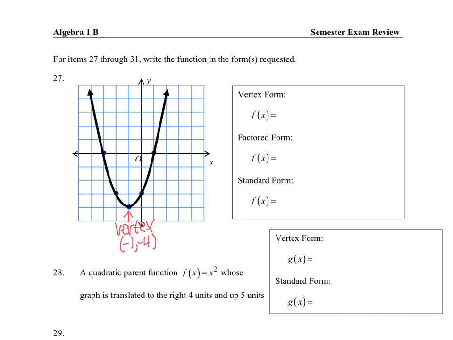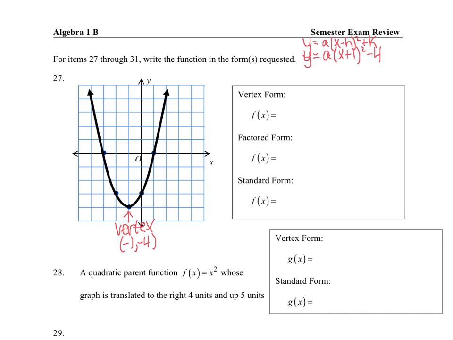Vertex form is y equals a times x minus h squared plus k. H is the x value of my vertex, and k is the y value of my vertex. Remember that inside the parentheses, it's always opposite, because x minus is the standard form. So x minus -1 is actually x plus 1 squared. However, k is always the same, so it's going to be -4.